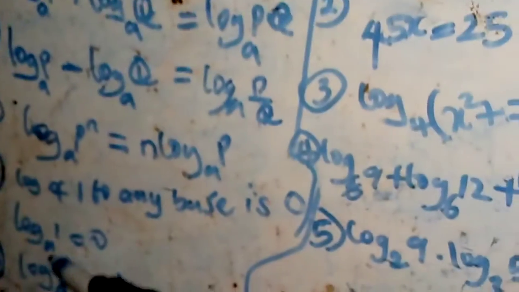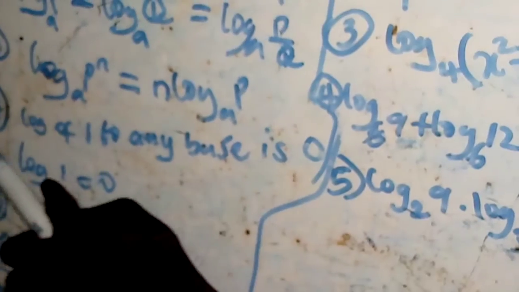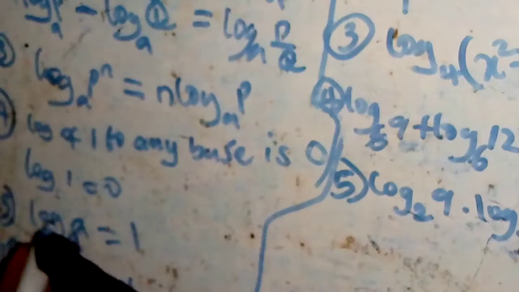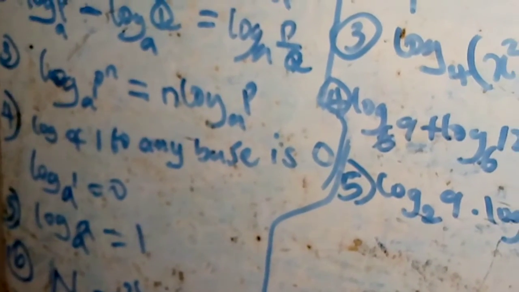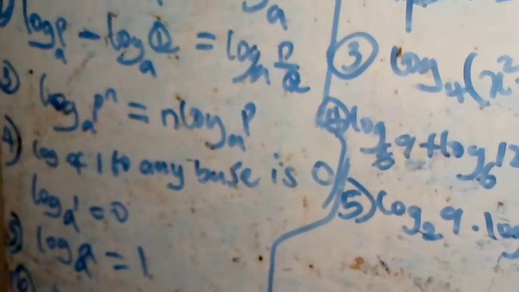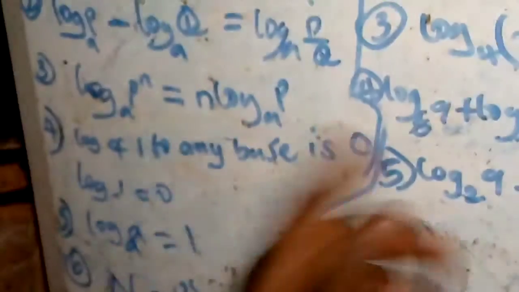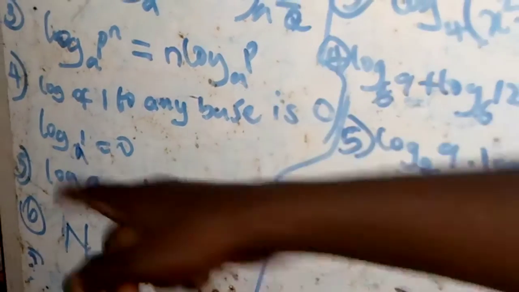Looking at this, log a 1, that is log base a of 1. So anything in this form, it may not be a, it may be any letter, any number. So log 1 with any base is 0 in this form. The base may be 3, it may be 2, it may be 1. It doesn't matter, it is equal to 0. So anything, log 1 equals 0.